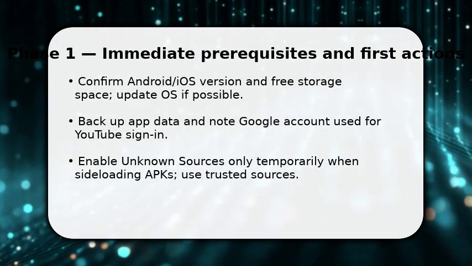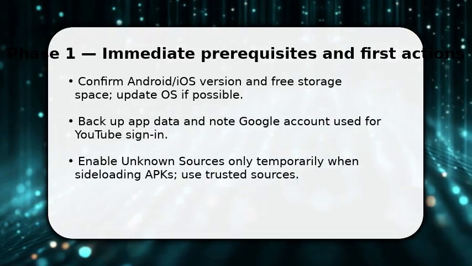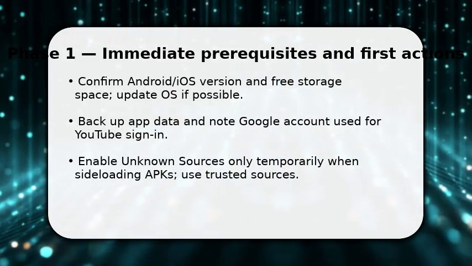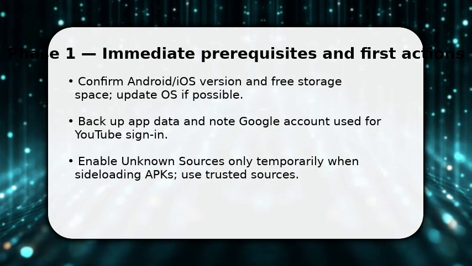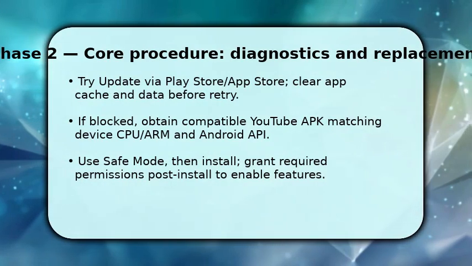If you plan to sideload an APK, enable unknown sources for a moment, only from a trusted source. Once done, reboot the device. Restarting often clears package installer conflicts and prepares the system for the next actions. Now continue with concrete fixes.